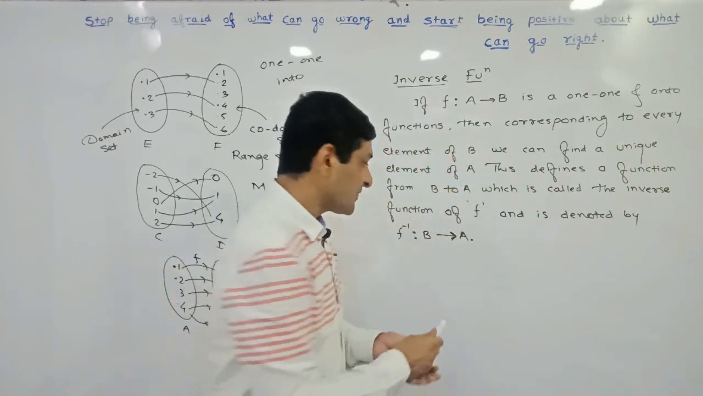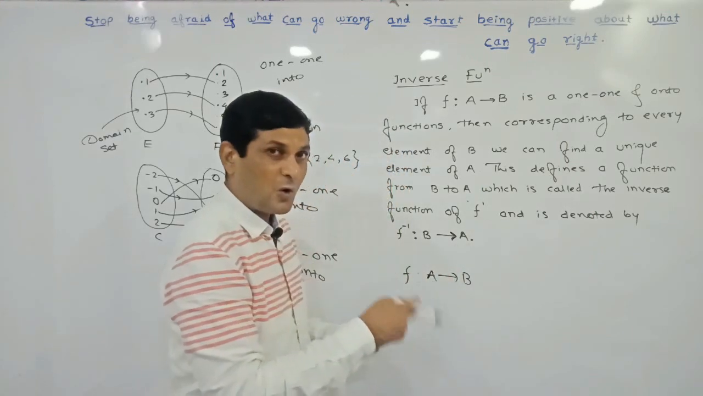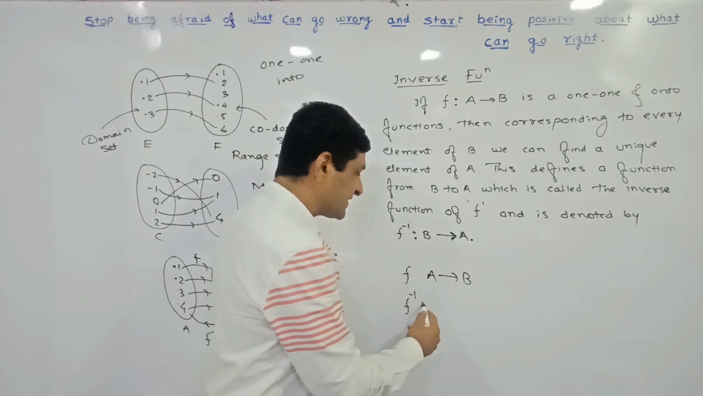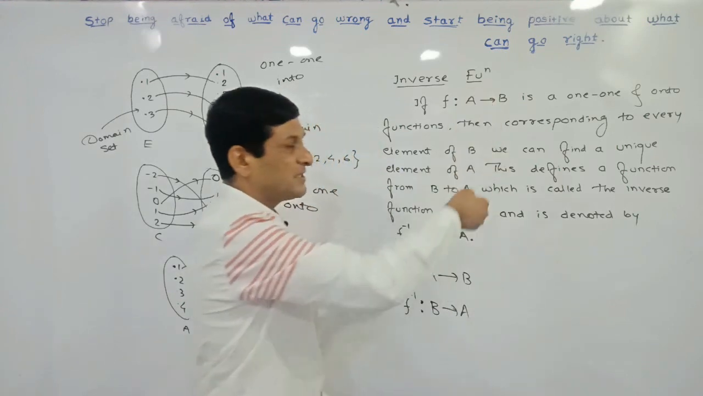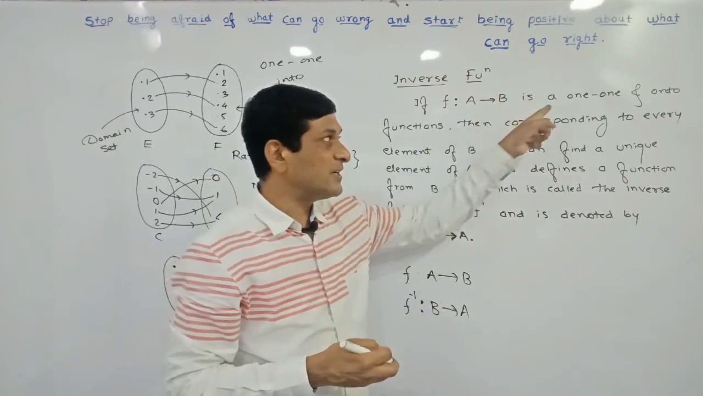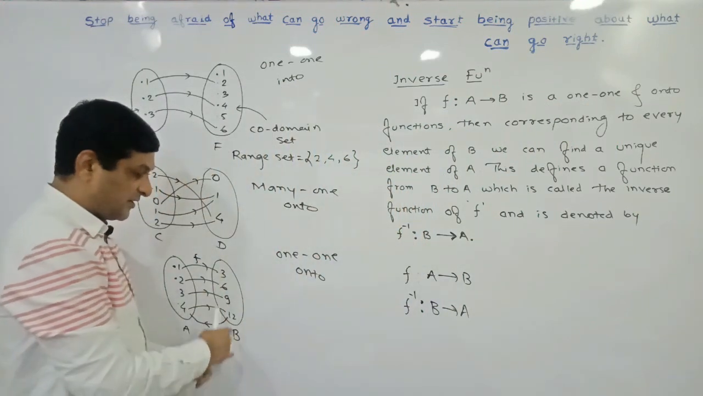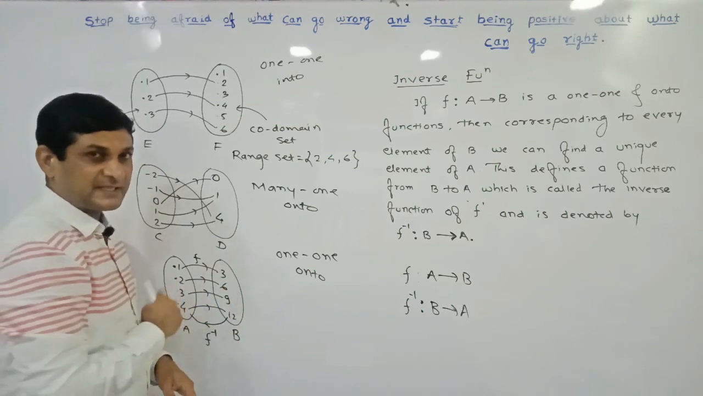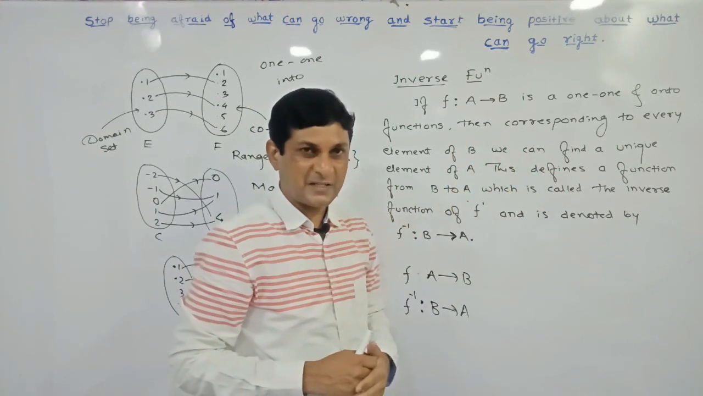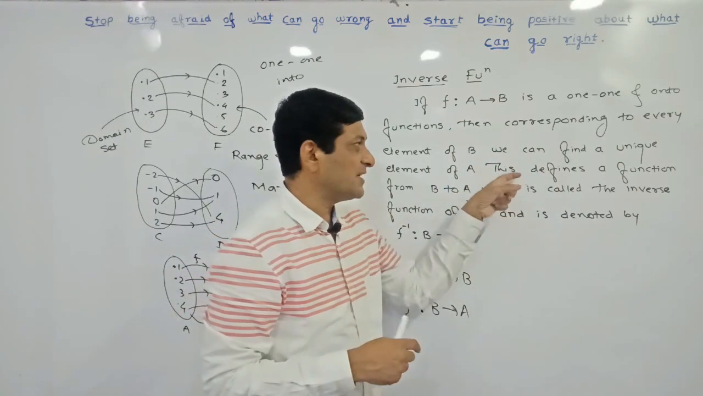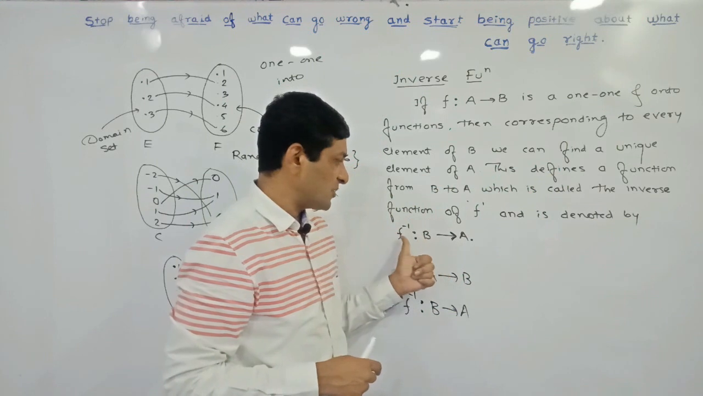So what we have seen here: if f is a function from set A to set B which is 1-1 and what? Onto, then and only then does the inverse function exist, and it is denoted by this notation, and it is a function from set B to what? Set A. Now observe the definition. f is a function from set A to set B which is 1-1 and onto. If it is 1-1 and onto, then for every element of set B there exists a unique element in set A. So corresponding to every element of set B we will find a unique element in set A. That's why we can say that the inverse function exists. This defines a function from set B to set A, which is called the inverse function of f, and it is denoted by this notation.